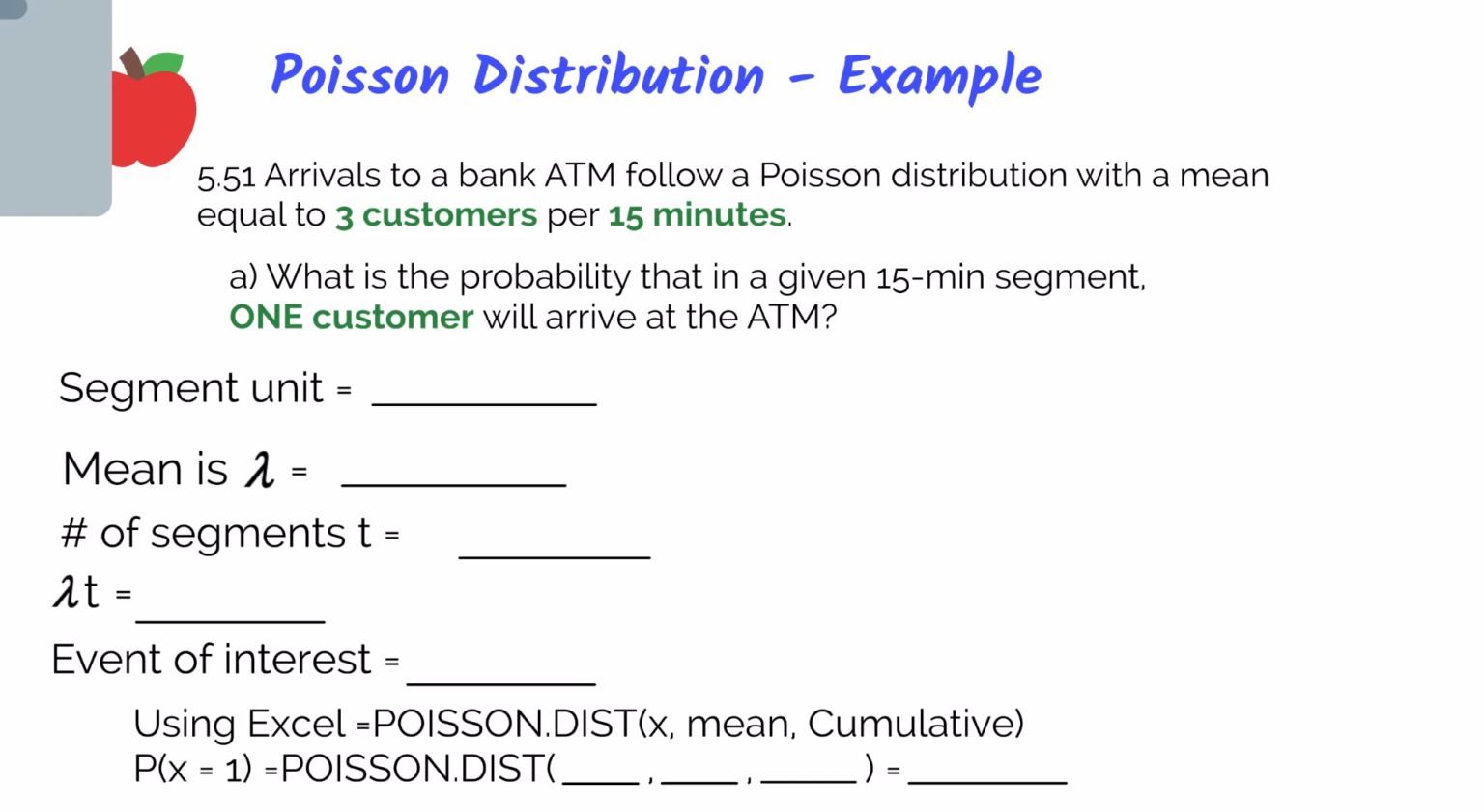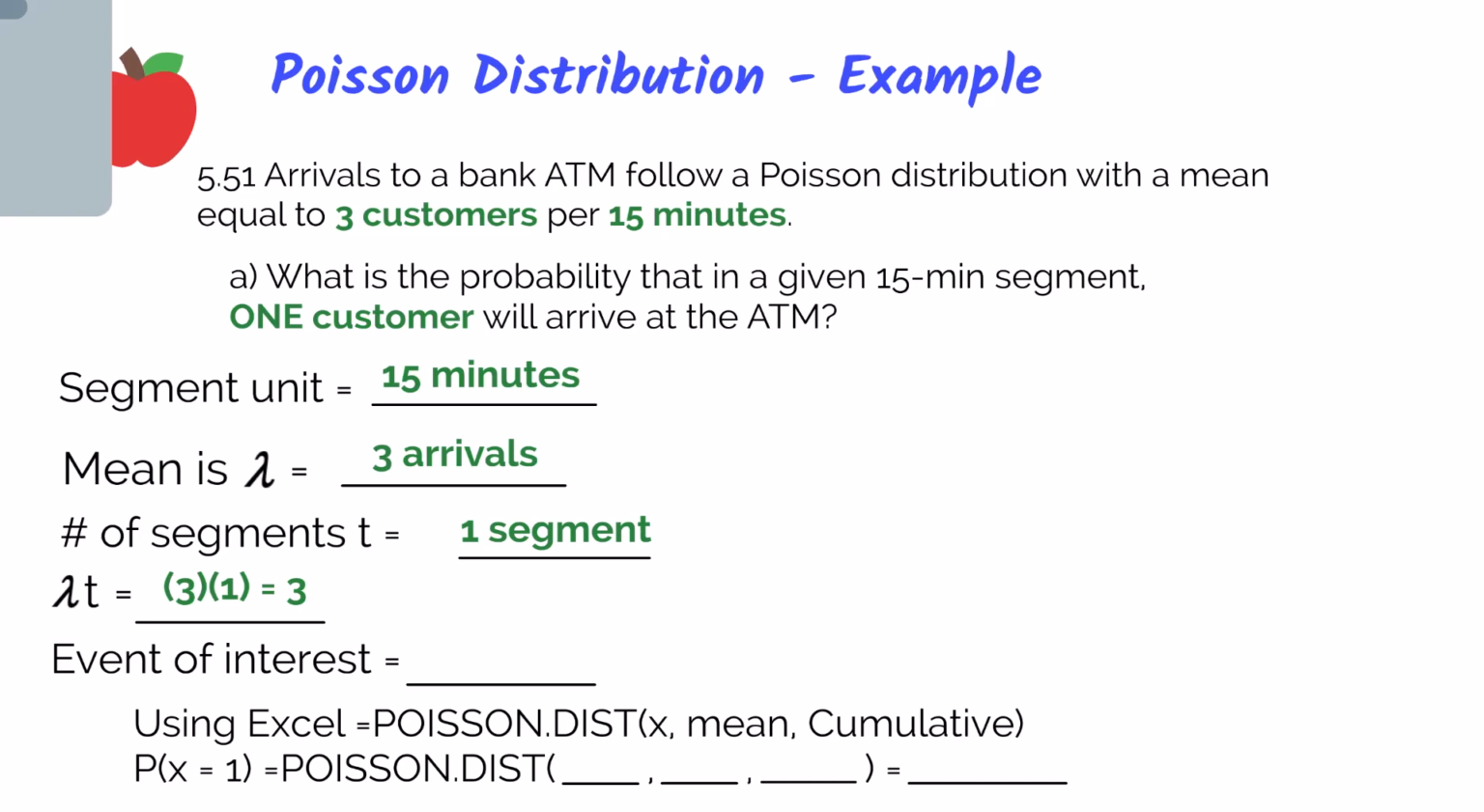So first, we need to identify what our segment unit is. This is defined in our story. In this case, it's every 15 minutes. The mean, or lambda, was given in the story as 3 arrivals. And specifically in each 15-minute segment, so there's only 1 segment. So we must find our lambda times t. I'm going to take my lambda of 3 times t of 1, and that gives me a lambda t of 3. So this is the mean that we're going to use in Excel.